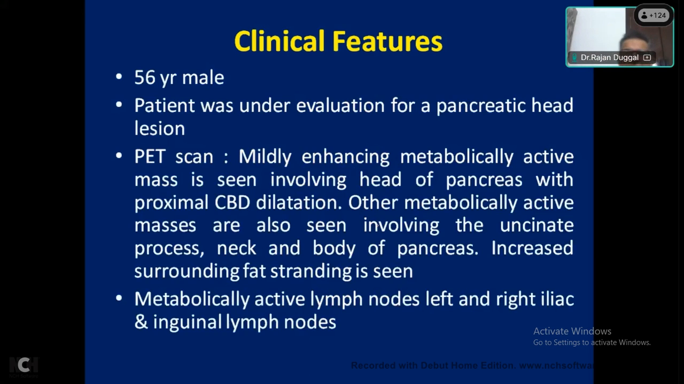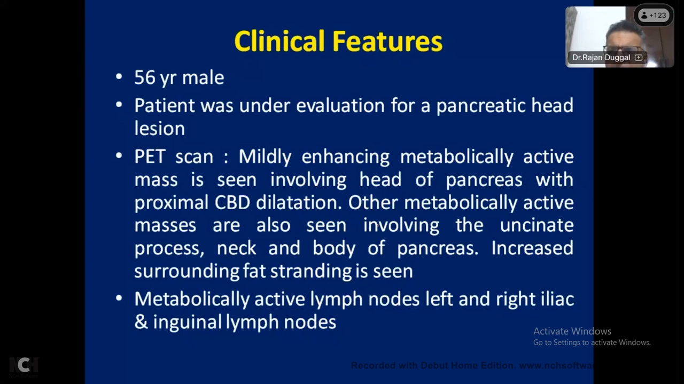So PET scan shows a mildly enhancing metabolically active mass involving the head of the pancreas with proximal CBD dilatation. Other metabolically active masses are also seen involving the uncinate process, neck and body of the pancreas. Increased surrounding fat stranding is seen, with metabolically active lymph nodes, left and right iliac and inguinal lymph nodes.